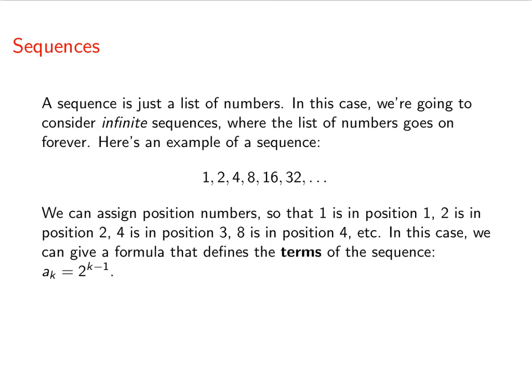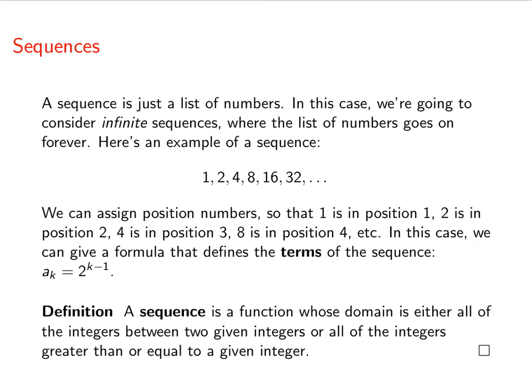Now in this case, we can give a formula that's going to define the terms of the sequence. So the formula would be a sub k equals 2 to the k minus 1. So for instance, when k is equal to 4, we're supposed to get 8. And if we plug a 4 into this, we will get 8.